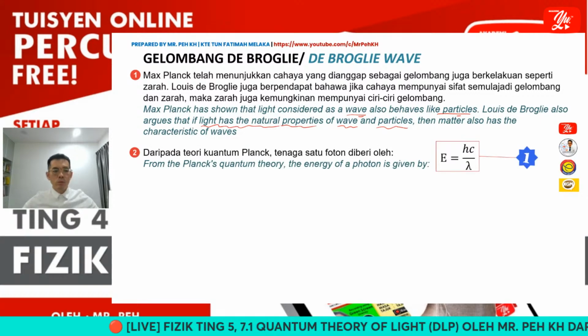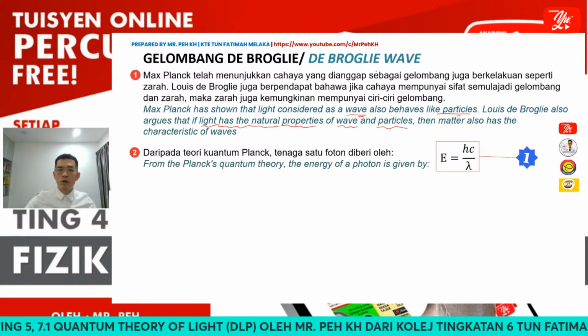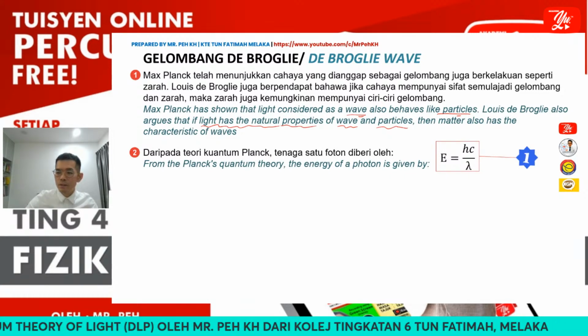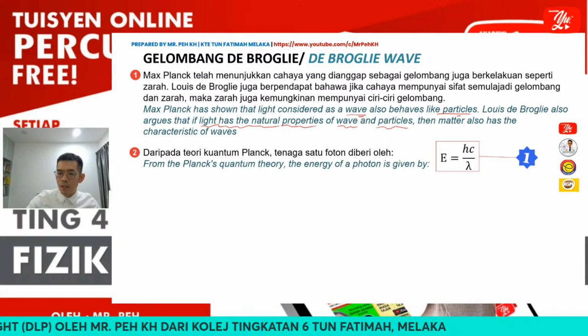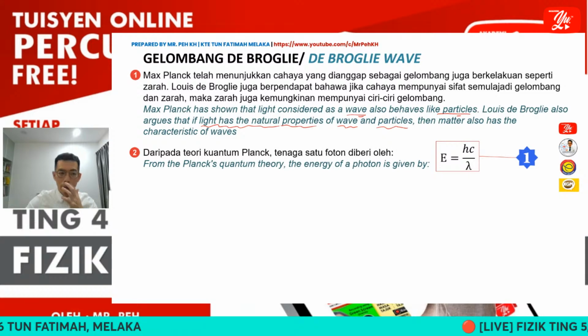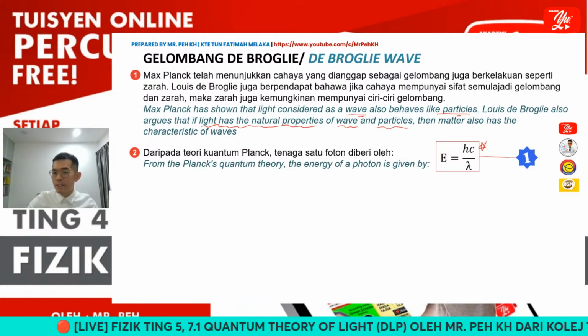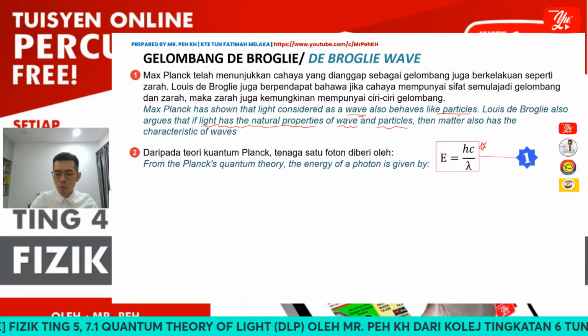Okay, so here we want to try to derive the equation of de Broglie, which is able to explain the wave-particle duality theory here. Okay, so from Planck's quantum theory, the energy of the photon is given by this formula, which we already discussed in learning standard 2.